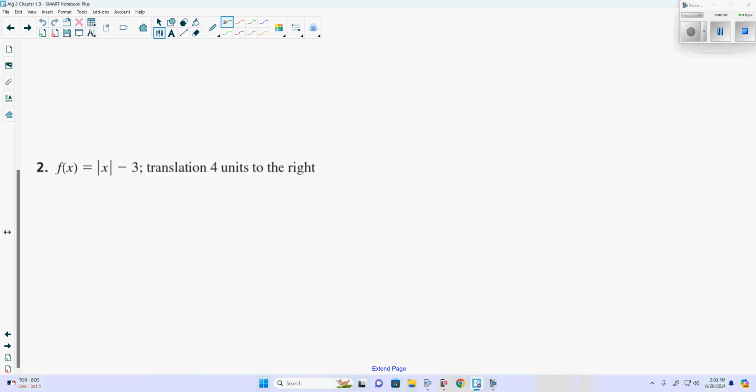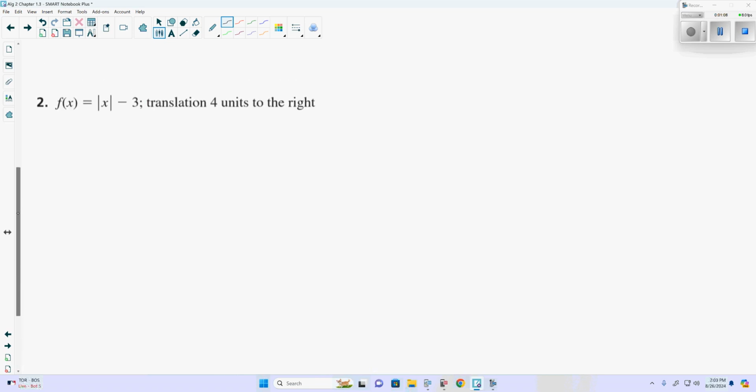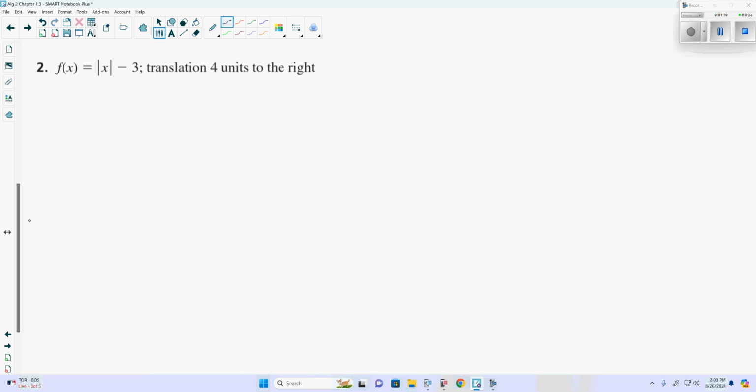All right, guys. So what we started Friday was applying these horizontal and vertical translations, moving the graph up or down, or left and right. And where we finished off Friday was this here: f of x equals the absolute value of x minus 3. Now we're going to translate it 4 units to the right.